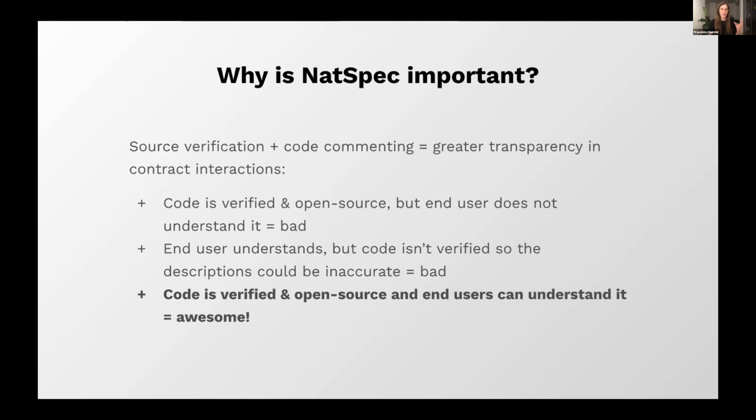On the other hand, if the developer used NatSpec and the end user can understand what they are doing because there's some sort of display of this NatSpec happening, for example in the wallet front end, but the code isn't verified, then the description could be inaccurate, or even worse, it could mean something entirely else. So that is also bad. But when the code is verified and open source and the end user can understand it because there is some meaningful information displayed to them in the wallet user interface, then that's awesome. So that is why we don't only need source verification and we don't only need code commenting, but we need both and we need it together.